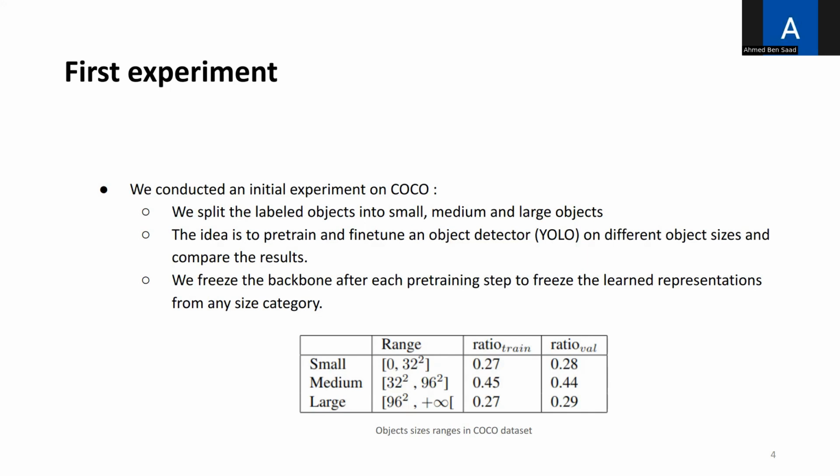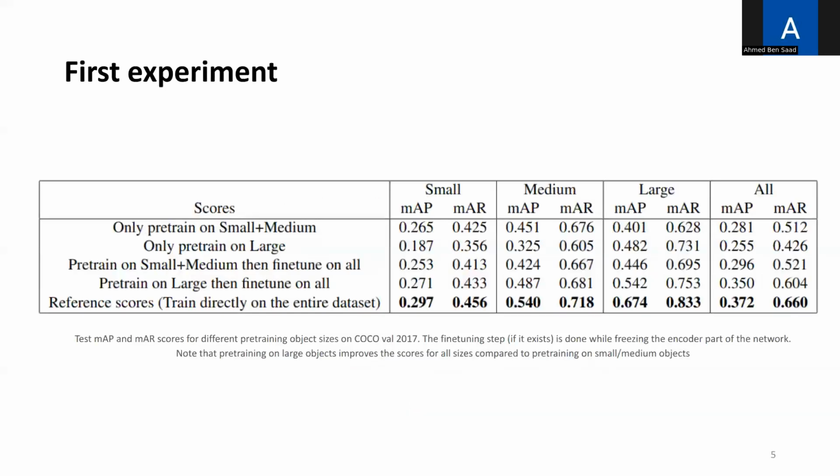So we want to pre-train YOLO on different object sizes, and then freeze the encoder, so freeze the representations, and then fine-tune on the whole COCO dataset, to see whether the learned features from different object sizes contribute differently to the overall score. And these are the results that we obtained.